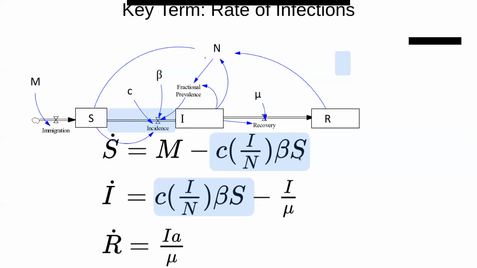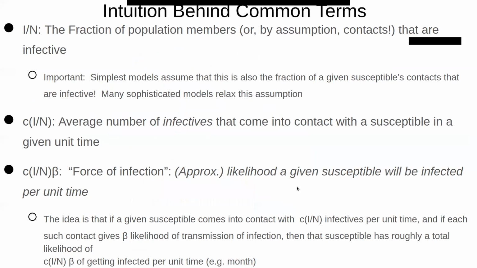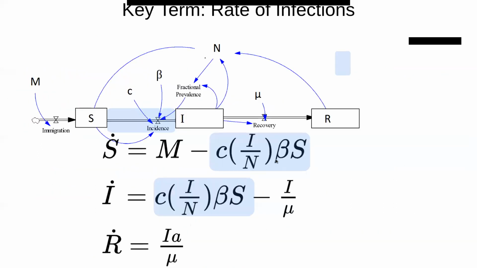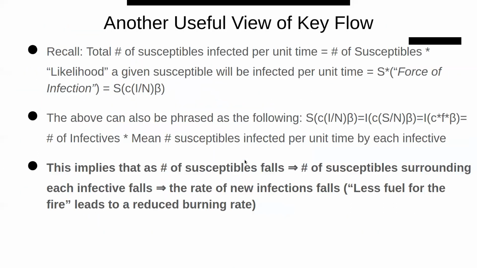And then you multiply that times S, and you get the number of people going down here per day. C times I over N times beta is the force of infection, the probability per day people will get infected. As such, this is a fruitful way to look at it.